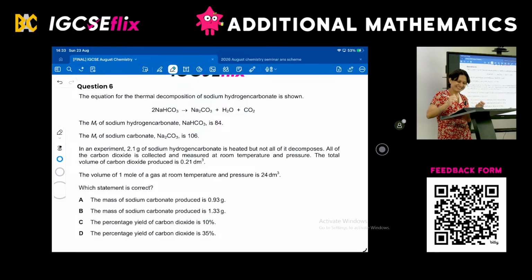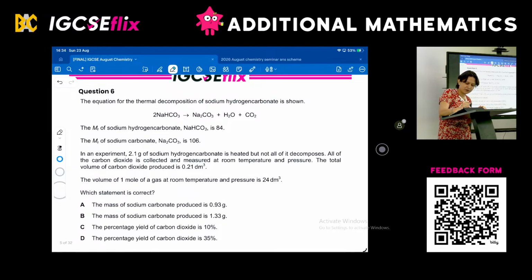Okay, so now, first of all, sodium hydrogen carbonate is this one. Mr is 84. Then this one is 106. That's the molar mass. In an experiment, 2.1 gram of sodium hydrogen carbonate is heated. But, look at this, not all decomposed. That means not all reacted. So let's see in theory, how much am I supposed to get? 2.1 over 84 for sodium hydrogen carbonate. I'll write it at the side.